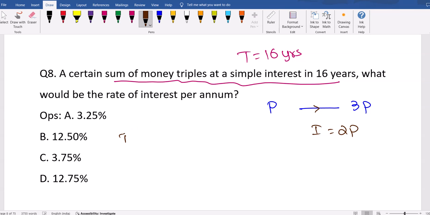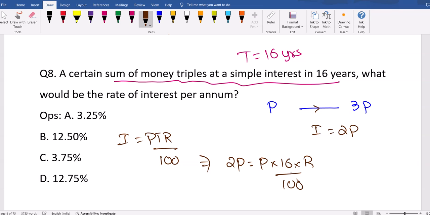I equals PTR by 100. Okay, amount triple means interest is 2P. Amount 4 times means interest is 3 times, 3P. So that's very important. Many will not understand that, then struggle in the exam. So P and P get cancelled.